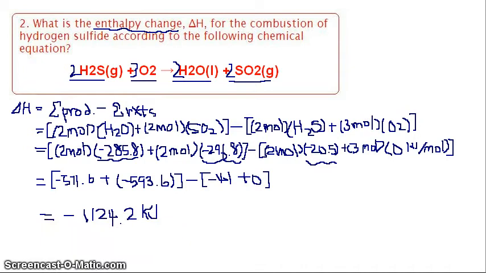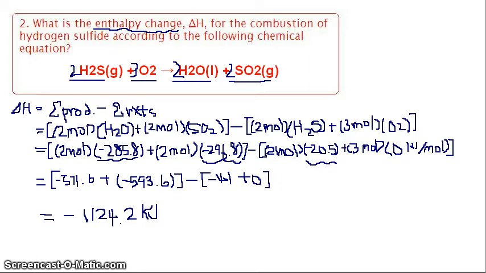I'll start with question number 2. What is the enthalpy change for the combustion of hydrogen sulfide according to the following chemical equation? What I forgot to do during the test was to balance the equation. So this time I balanced my equation and I got 2H2S, 3O2, 2H2O, and 2SO2. From this balanced equation, I can find my enthalpy change that the question is asking for.